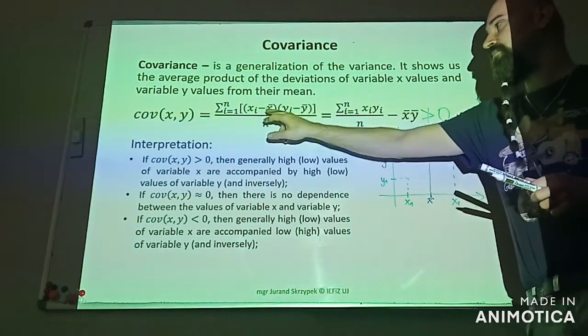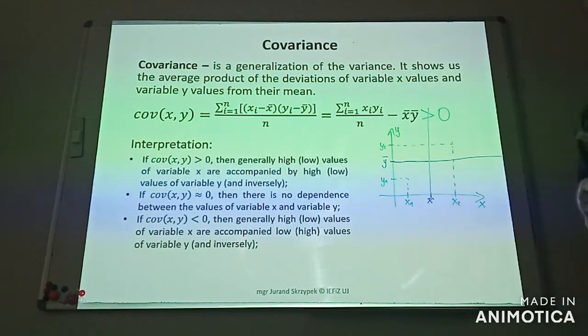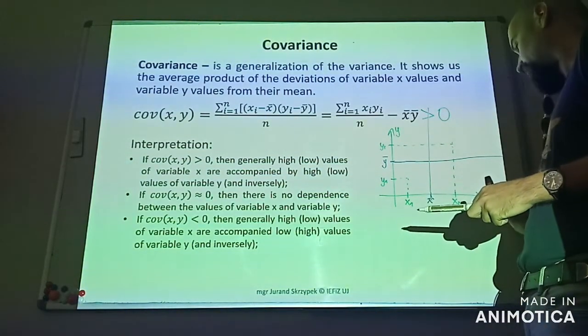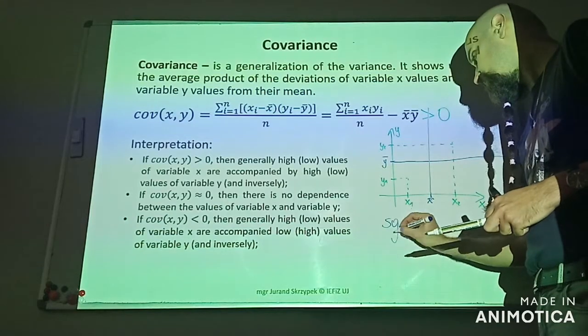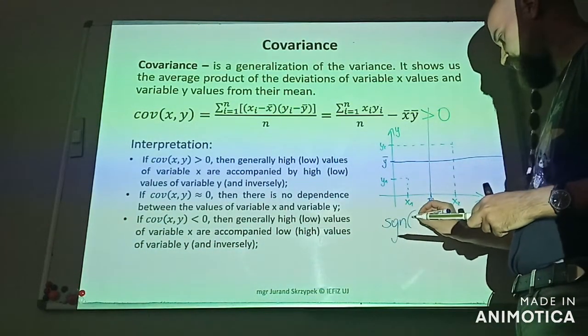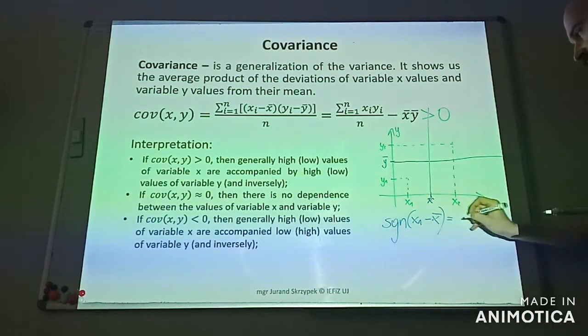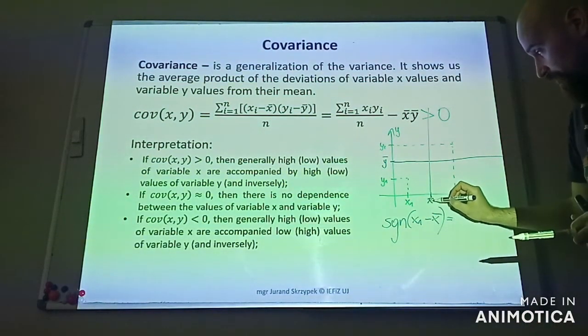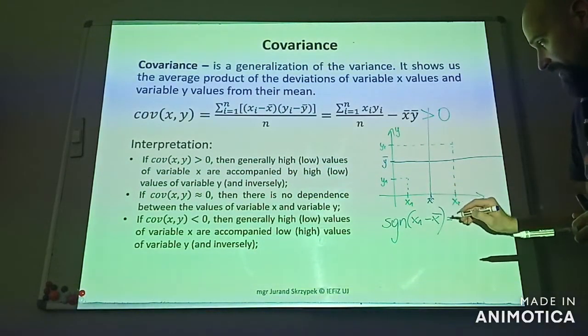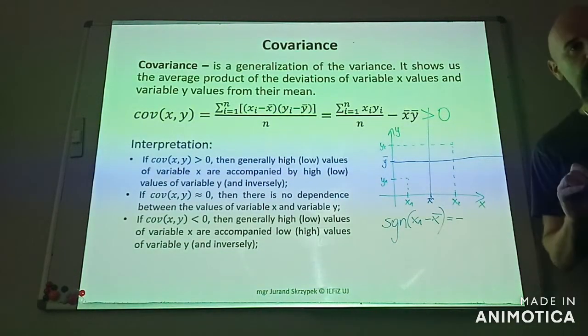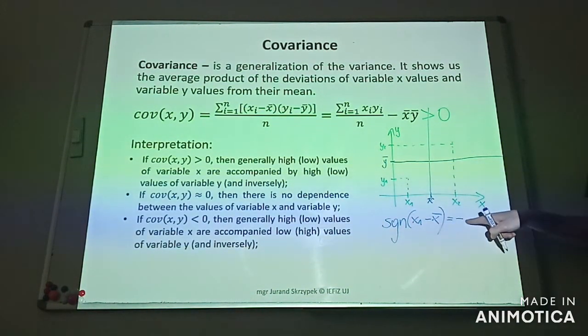Okay, and let's talk about the deviations and the signs of these deviations. First goes variable x. The sign of the first deviation, x1 minus x mean: x1 is lower than x mean. Here we have a lower value, so the sign of this deviation will be negative, right?